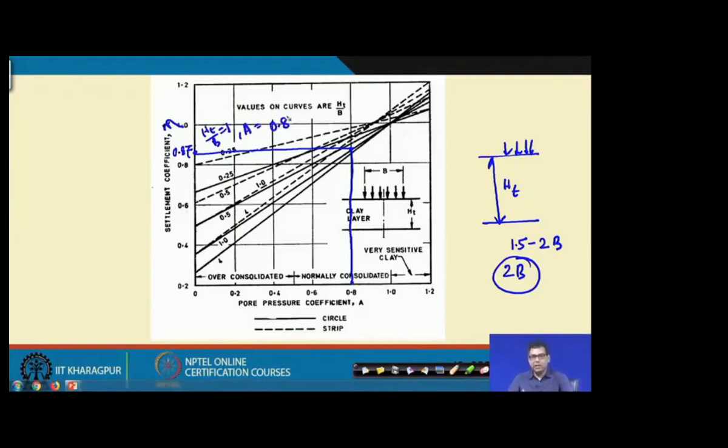So, if your A value is given and you are designing, B is obviously given, and H t you have to decide, how much influence zone you will consider, and then you get the corresponding correction factor from this chart, and that value is 0.87. Similarly, for the other cases also we can determine the correction factor for pore water pressure.